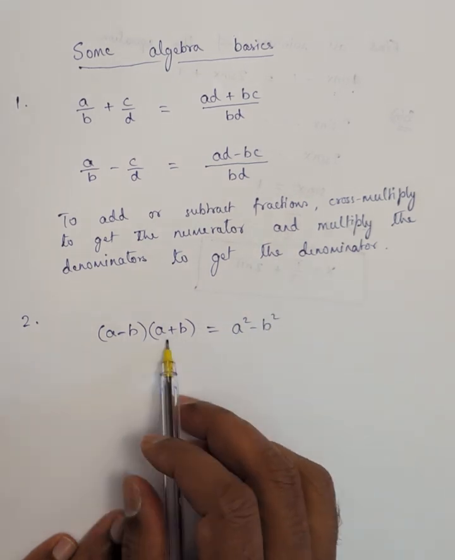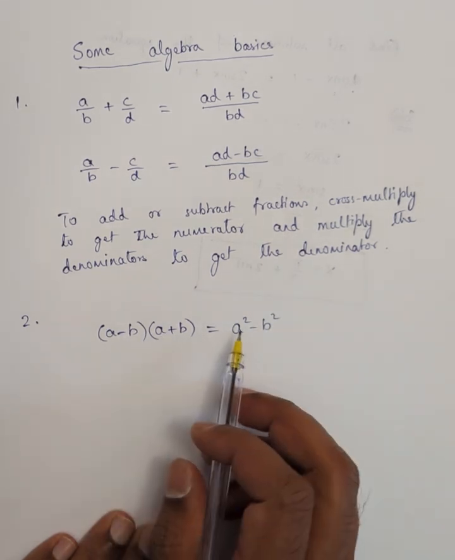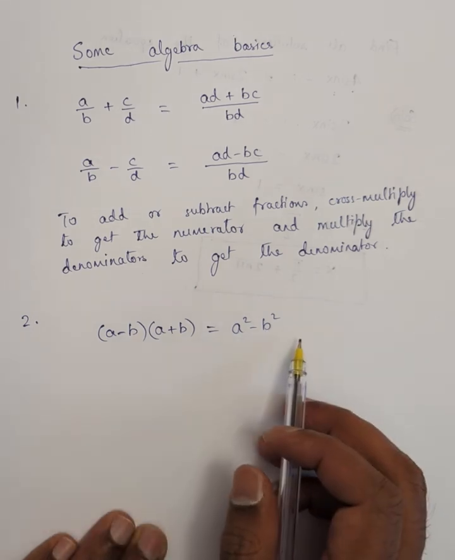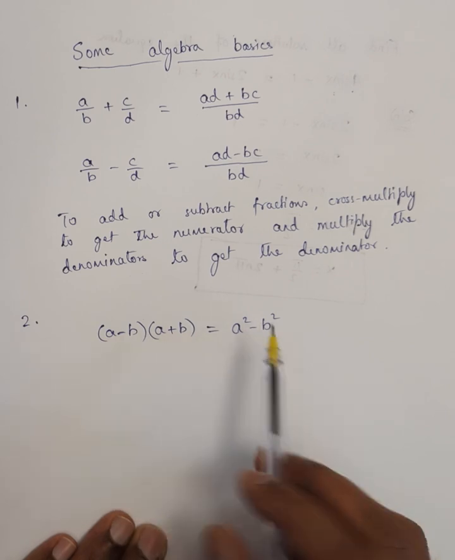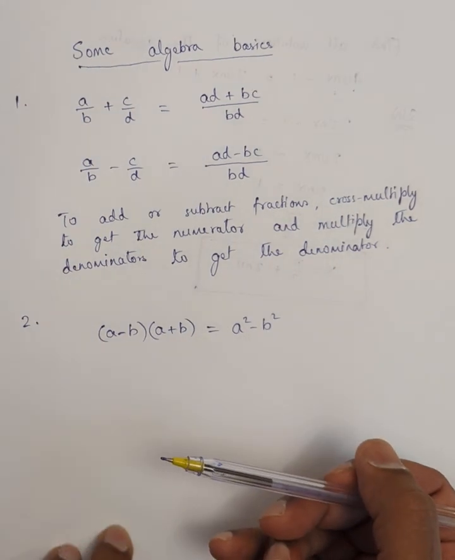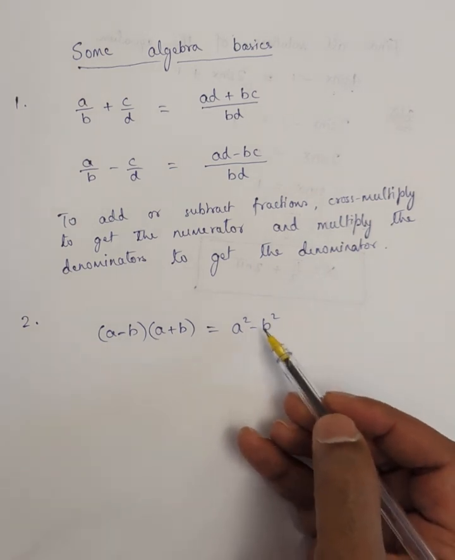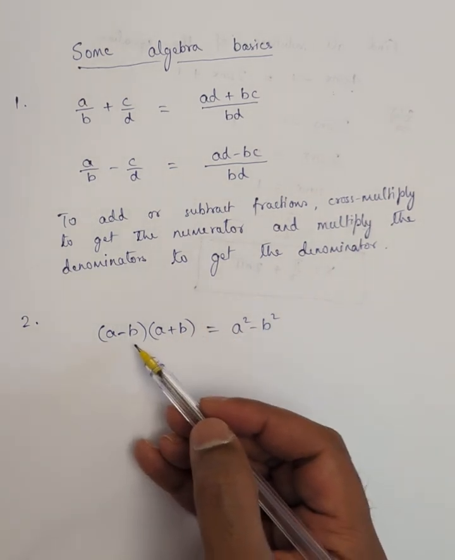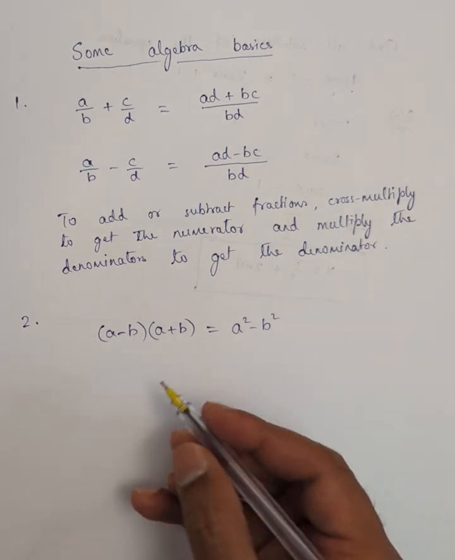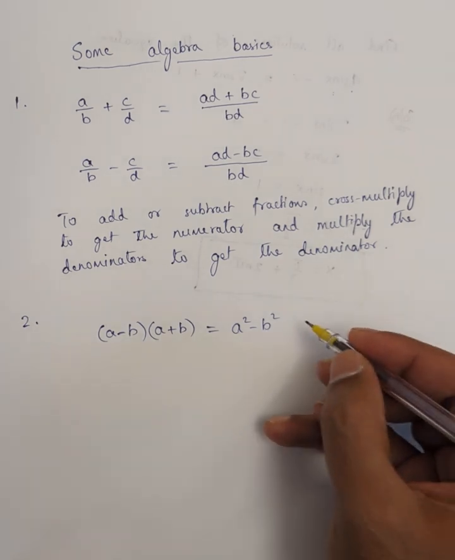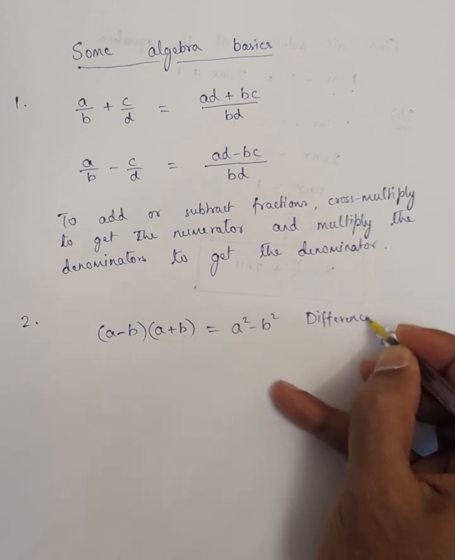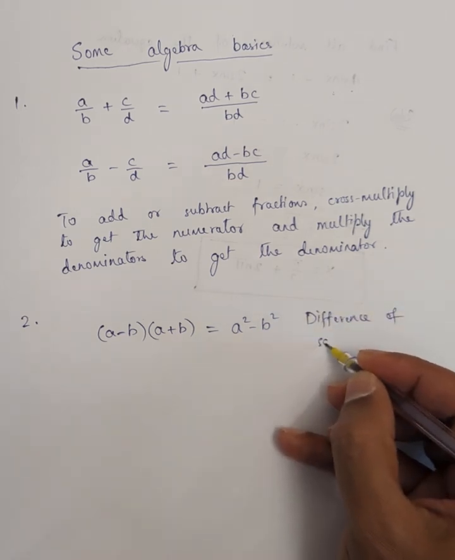So you can use the FOIL method and then simplify to get it. But if you remember it, then you'll save a lot of time. Not only going in this direction, but going in the reverse direction is also useful a lot of times. If you see a difference of squares, then you know that you can factor it into product of two binomials. So this is called the difference of squares formula.